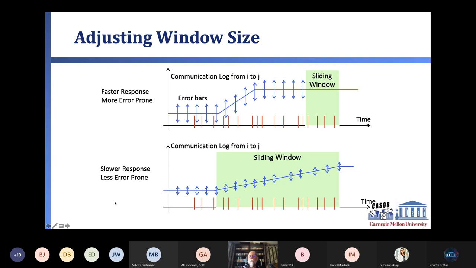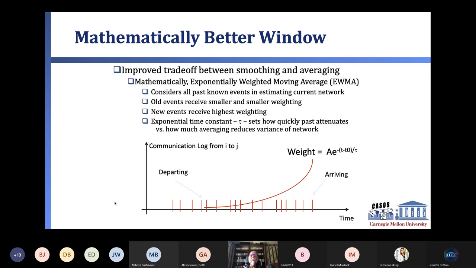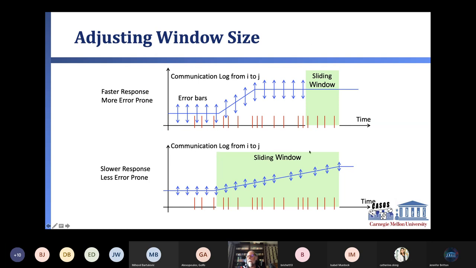Nothing says we have to do the entire thing with the same window. If you're into the mathematics of this, there are things that can even get you a slightly better trade-off between the length of time and the standard deviation of the network. For example, exponentially weighted moving average is a better window than a rectangular window. It gradually makes older things less and less weighted, and more recent things are more heavily weighted. Whereas, of course, the window weights everything in it equally.